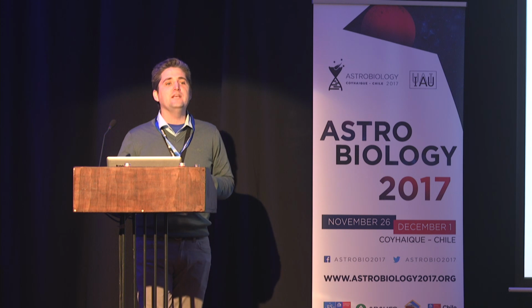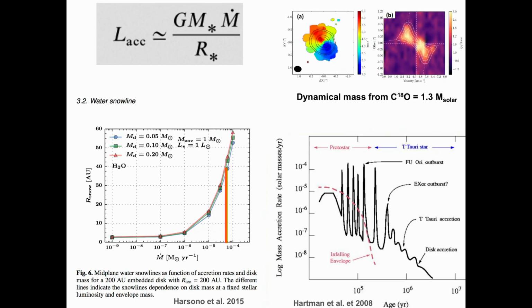And V883 Ori is in fact a solar mass star. We have CO observations that we can see rotating around the star. So we have a Keplerian model which allows us to estimate a very precise dynamical mass, and the mass of the star is 0.3 solar masses.